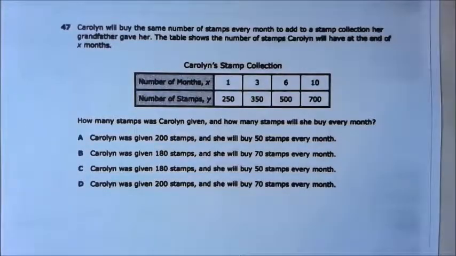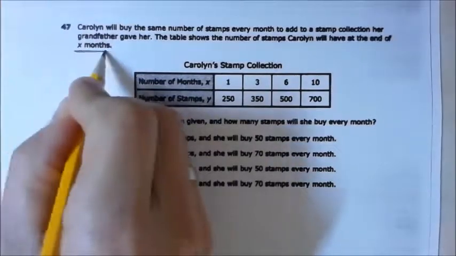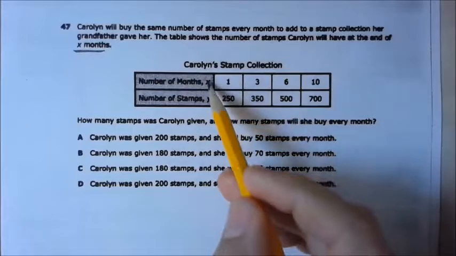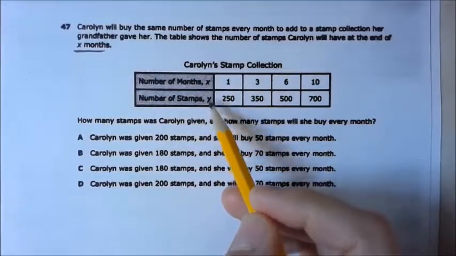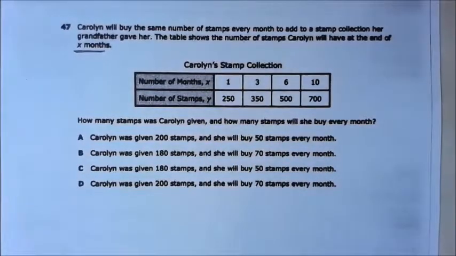In this problem, this is number 26, it says Carolyn will buy the same number of stamps every month to add to a stamp collection her grandfather gave her. The table shows the number of stamps Carolyn will have at the end of X months. So X represents our time, which is in months. It says Carolyn's stamp collection, and it gives us a chart. It even tells us what our X is and what our Y is. So X is months, and Y is the number of stamps we have. How many stamps was Carolyn given, and how many stamps will she buy every month?